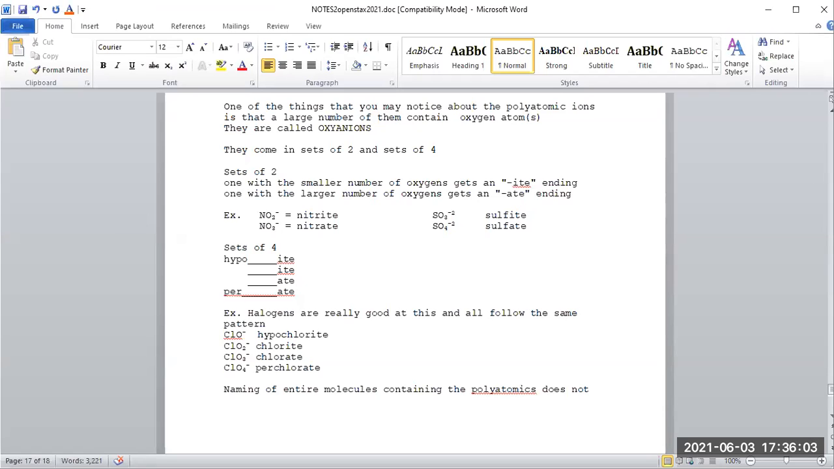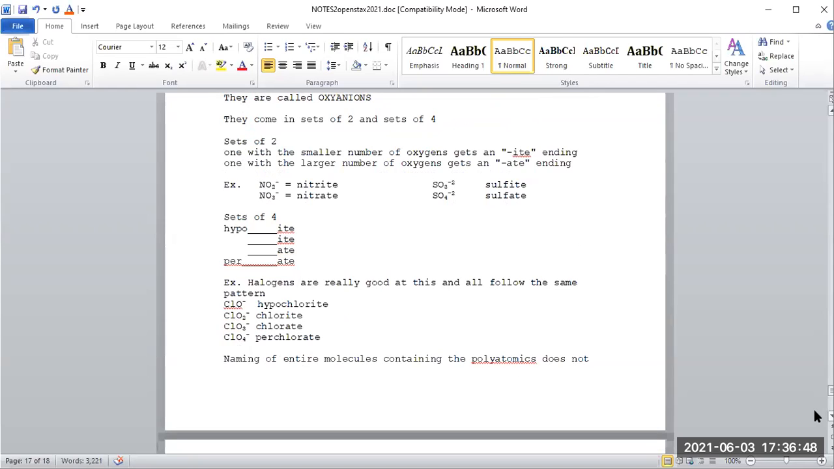Sometimes you have sets of 4, and this is especially true with the halogens. So a little bit back to Latin stuff here. Hypo means under, as in hypodermic needle, goes under your skin. Per, as a Latin root, means more or above. So in sets of 4, you have hypo something ite. The ite and the ate are in the middle, and then the per ate is at the bottom. So I picked on chlorine, but you can actually do it for any of the 4 halogens.